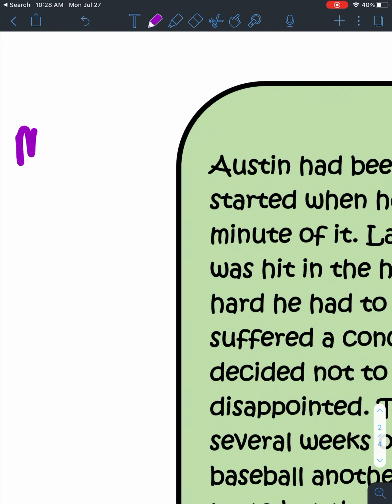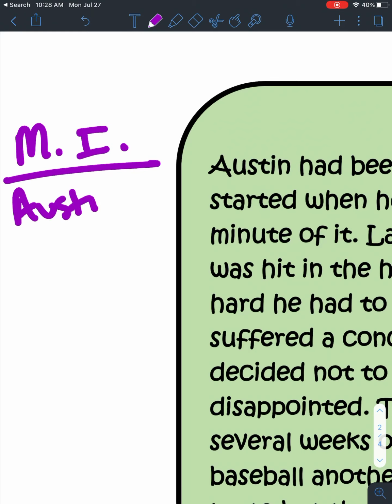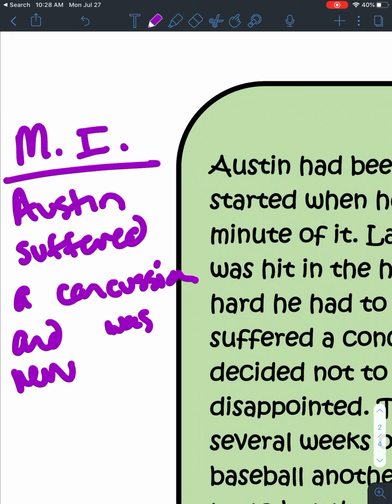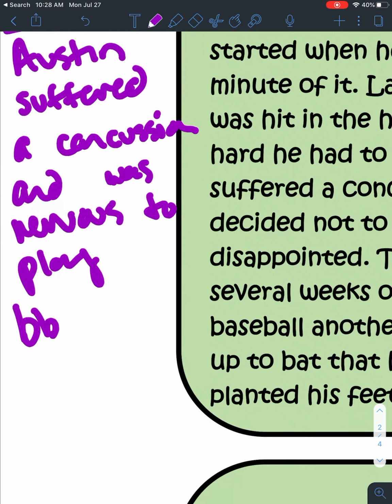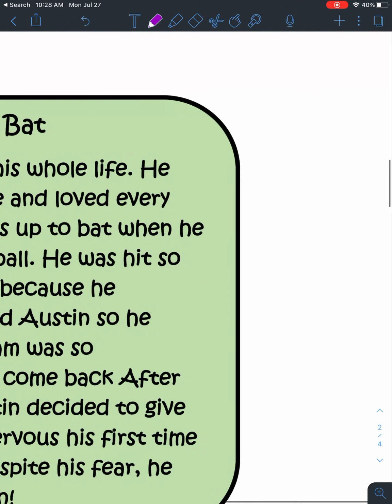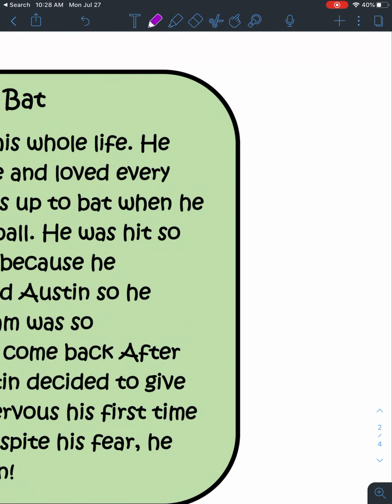So the main idea here will tell us about this specific text. So we can mention our main character, Austin. Austin suffered a concussion and was nervous to play baseball again. That's telling us what this little story was about. Theme is not going to do that. So when I get to theme, first I think about that main idea so I don't get the two confused.